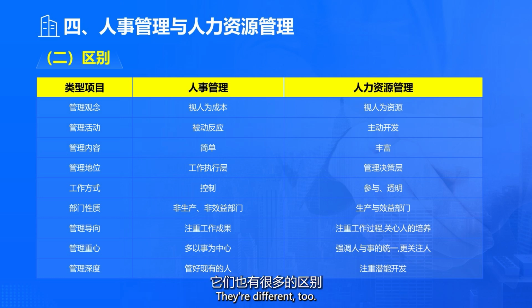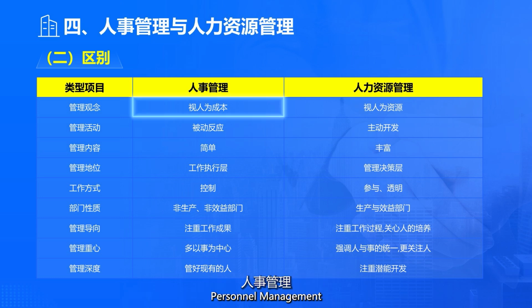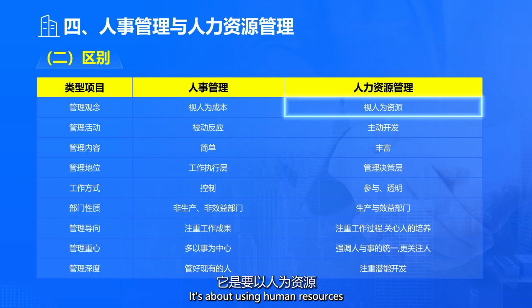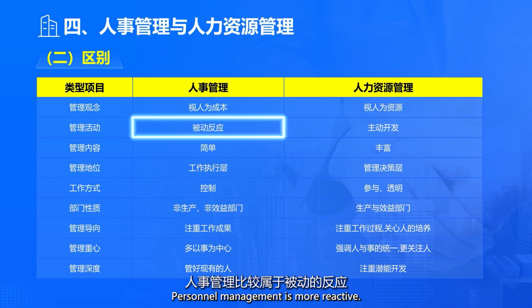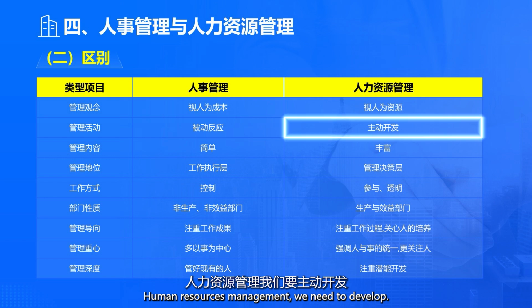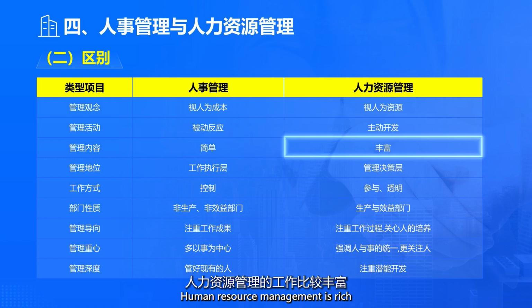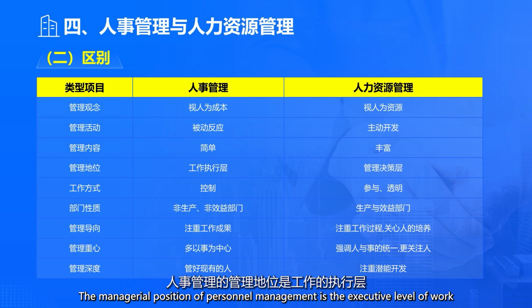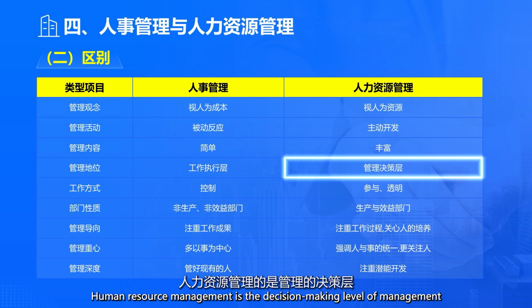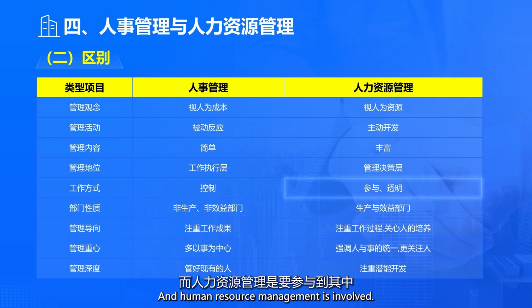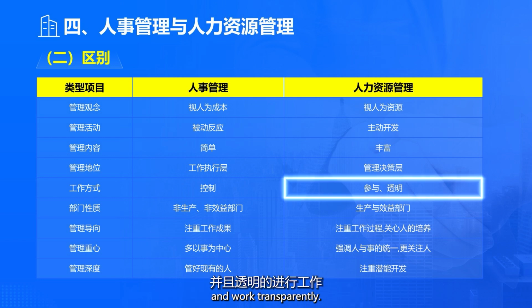You can also see that personnel administration and human resources management are different. First of all, conceptually, personnel management is about people-oriented management, but HR management is about using human resources. Personnel management is more reactive, while in human resources management we need to develop. Personnel management is simple; human resource management is rich. The managerial position of personnel management is the executive level of work, while human resource management is the decision-making level of management. Personnel management is mainly about working methods, and human resource management is involved and works transparently.